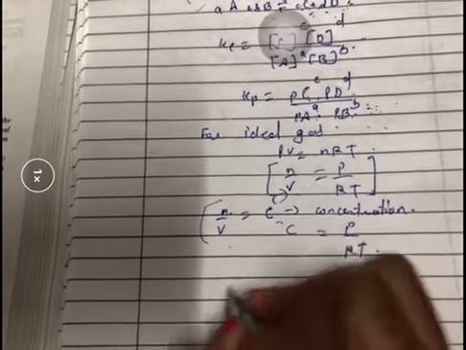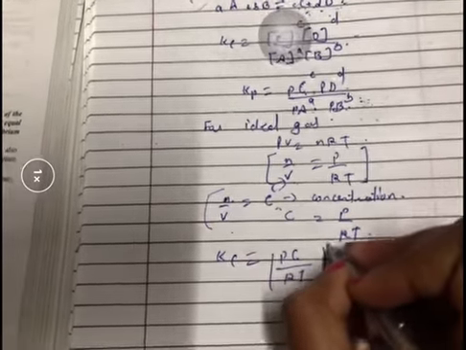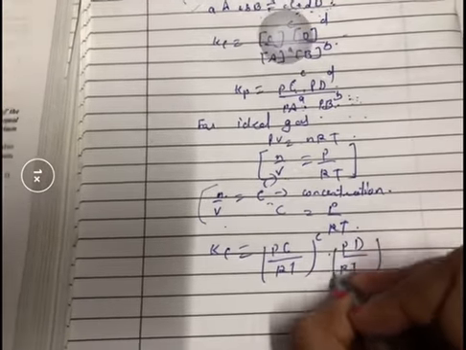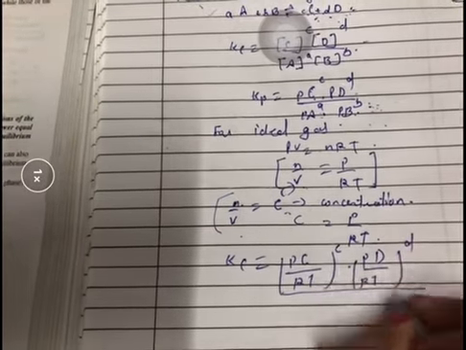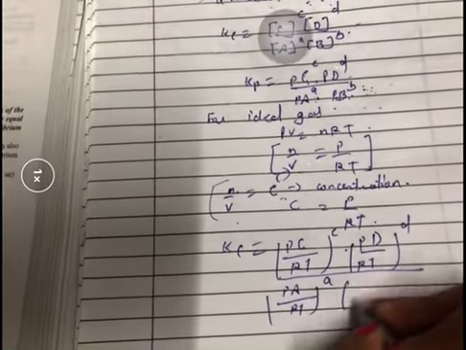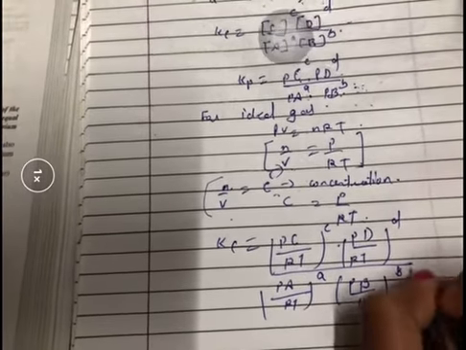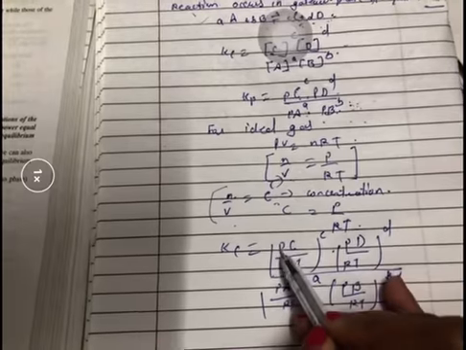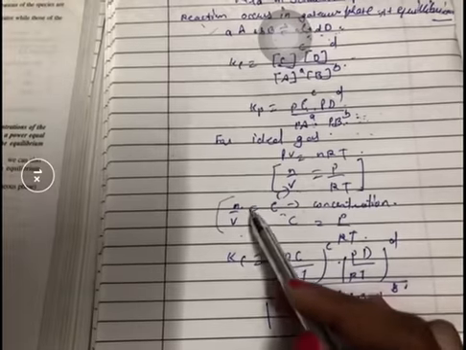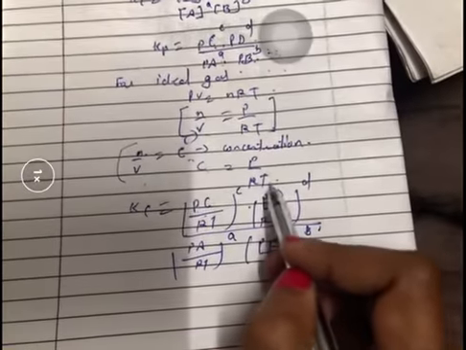I can write it like Kc will be equal to (Pc upon RT) raised to power c, that is (PD upon RT) raised to power d, divided by (Pa upon RT) raised to power a, and then (PB upon RT) raised to power b, where here I have substituted the value for n upon V, or you can say C. For C I have substituted the value, that is P upon RT.